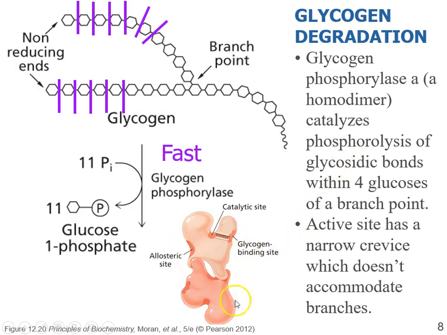This is a picture of glycogen phosphorylase A right here. And it's a dimer, so its catalytic site is right here. It also has an allosteric site, which controls its activity. But what happens is you're feeding the glycogen into this really narrow cleft right here. And as soon as you have a branch point that bumps up into that cleft, then it won't work anymore. So you get to this point and then you stop.